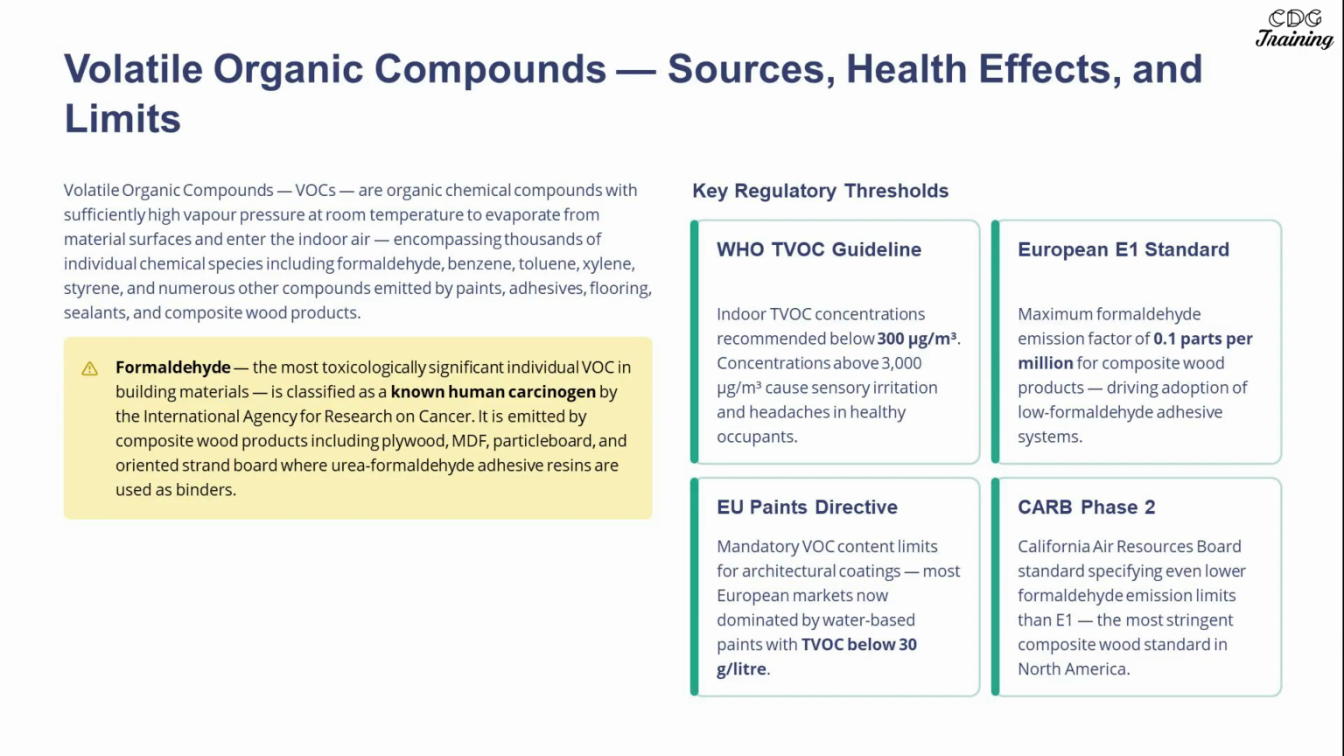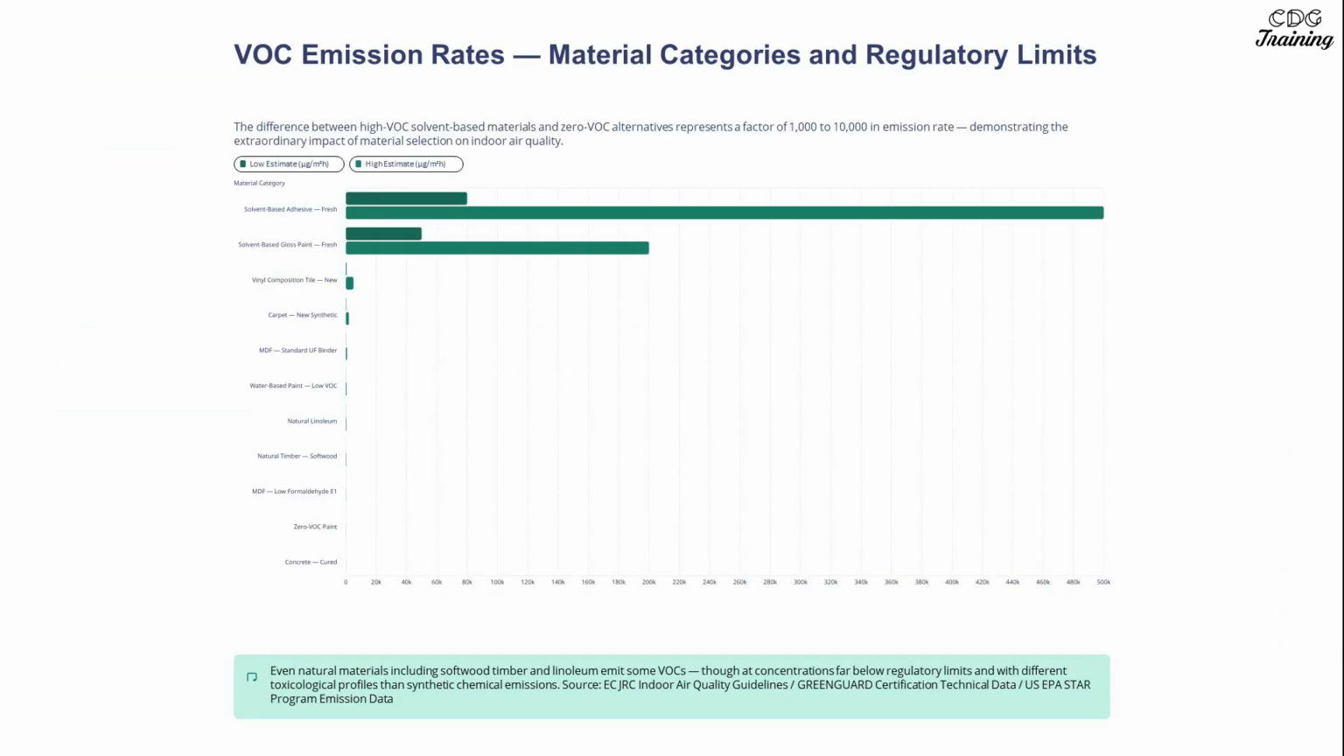Volatile organic compounds, VOCs, are harmful chemicals found indoors. Formaldehyde, a known carcinogen, is a significant concern. Regulatory thresholds guide safe levels to protect health. VOC emission rates vary significantly across materials, emphasizing the importance of material selection in construction. Regulatory limits help manage these emissions to ensure safety.